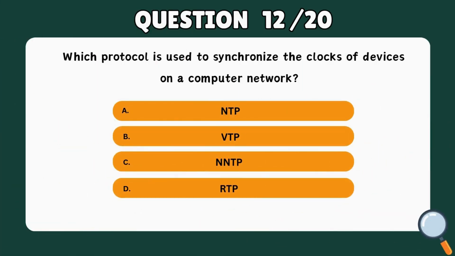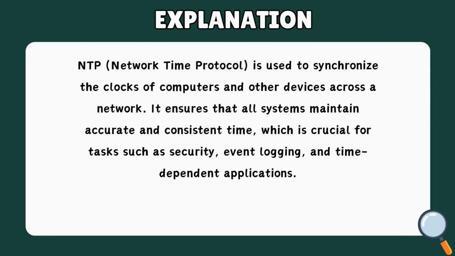Question 12. Which protocol is used to synchronize the clocks of devices on a computer network? A. NTP, B. ETP, C. NNTP, D. RTP. Correct answer, NTP. NTP, Network Time Protocol, is used to synchronize the clocks of computers and other devices across a network. It ensures that all systems maintain accurate and consistent time, which is crucial for tasks such as security, event logging, and time-dependent applications.